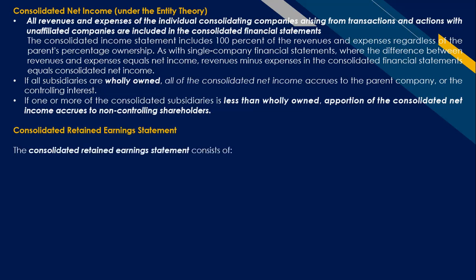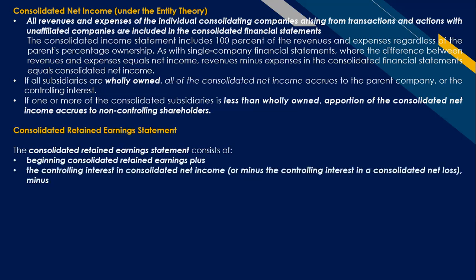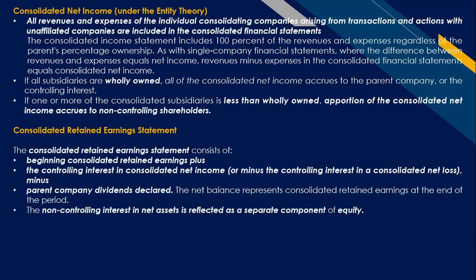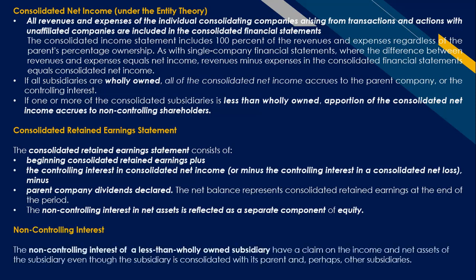Consolidated retained earnings statement. The consolidated retained earnings statement consists of beginning consolidated retained earnings plus the controlling interest in consolidated net income, or minus the controlling interest in a consolidated net loss, minus parent company dividends declared. The net balance represents consolidated retained earnings at the end of the period. The non-controlling interest in net assets is reflected as a separate component of equity. Non-controlling interests of a less than wholly owned subsidiary have a claim on the income and net assets of the subsidiary even though the subsidiary is consolidated with its parent and perhaps other subsidiaries.